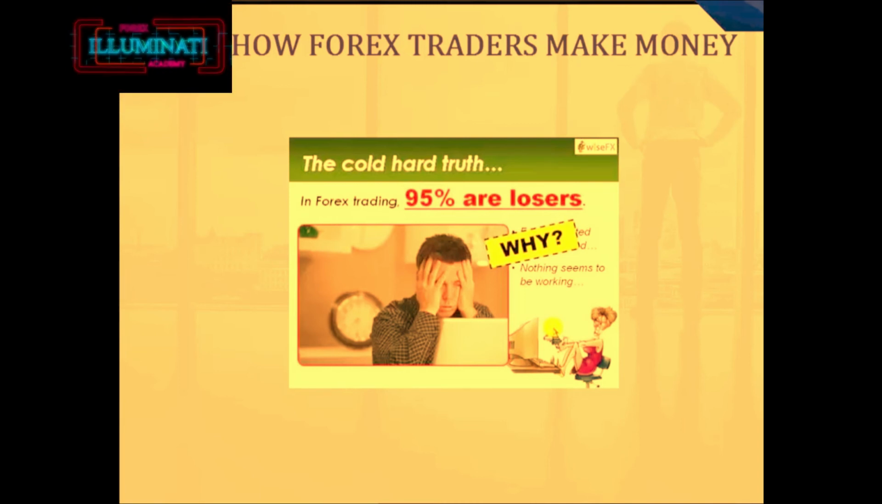You have to get yourself the right education, find a mentor, get a mentor to show you the ins and outs of the market, give you the experience that he has. You have to get the right education before you start to trade. So education is key.